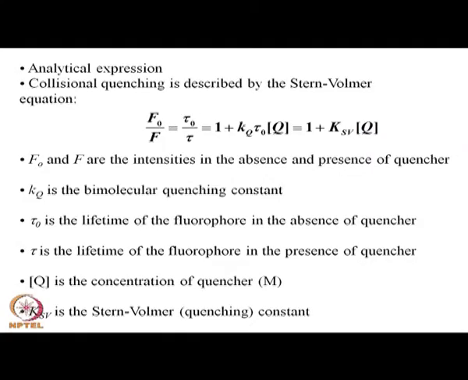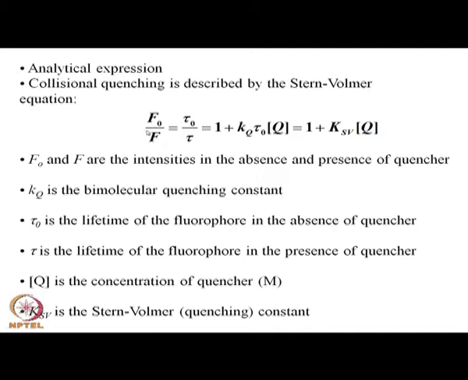Kq is the bimolecular quenching constant, tau 0 is the lifetime of the fluorophore in absence of quencher, tau is the lifetime of the fluorophore in presence of quencher. So, F0 by F equal to tau 0 by tau. You can relate F0 with, actually it came from phi 0 by phi. Phi means here the quantum efficiency.